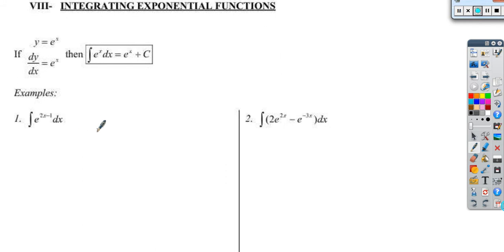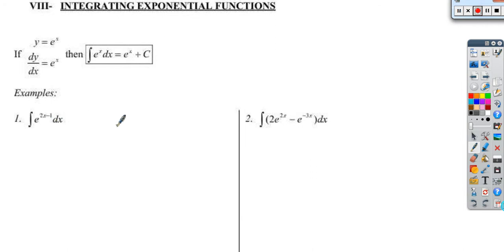Alright, please make your way to this part of the handout and we will be looking at just that one page. This is all about integrating functions involving e to the power of x, and as you know, the derivative of e to the power of x is e to the power of x itself, and therefore of course the integral of e to the power of x is e to the power of x itself plus a constant.